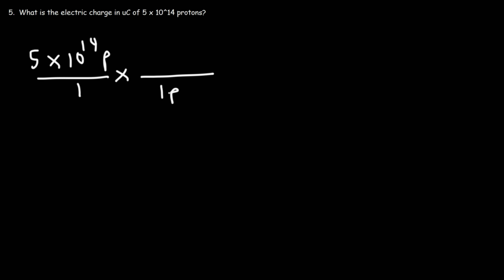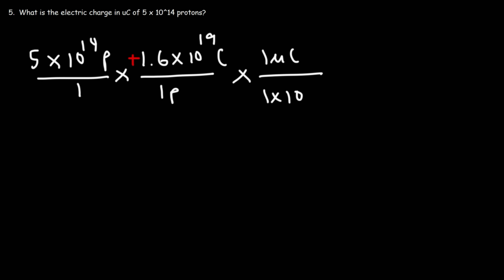We know that 1 proton has a charge of positive 1.6 times 10 to the negative 19 coulombs. And we know that 1 microcoulomb is 1 times 10 to the negative 6 coulombs. So the number of protons cancels and the charge in coulombs cancel. So we get the charge in microcoulombs. So it's going to be, oh by the way, this is negative 19.